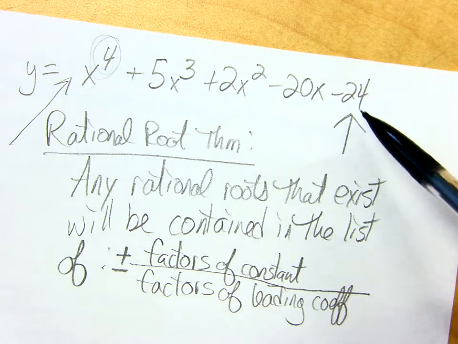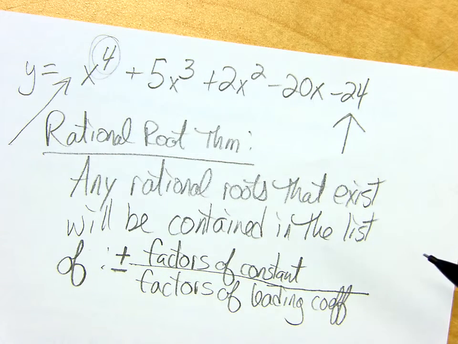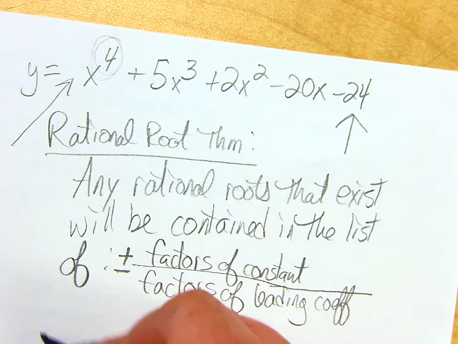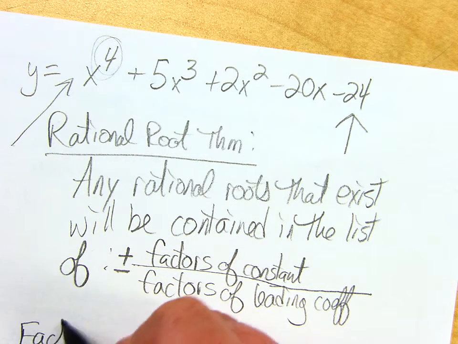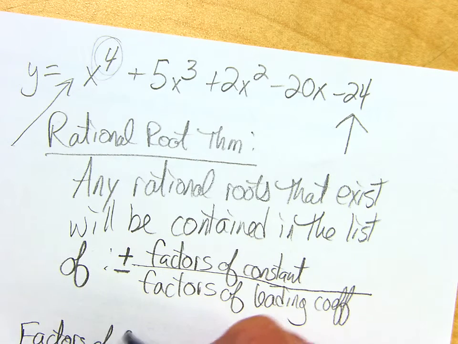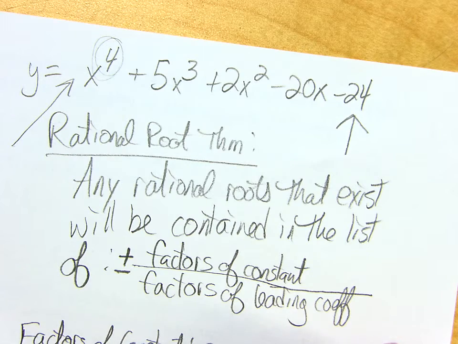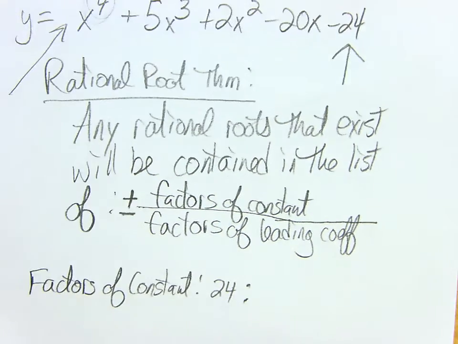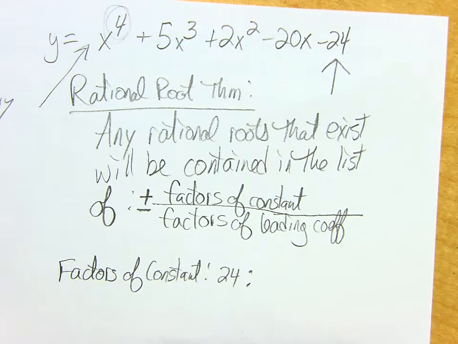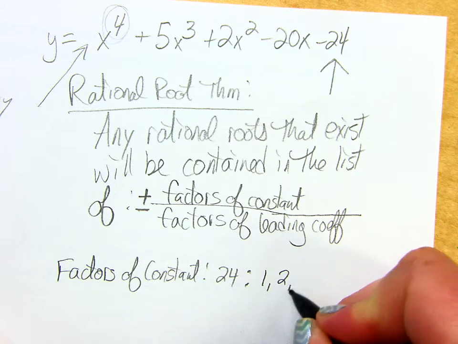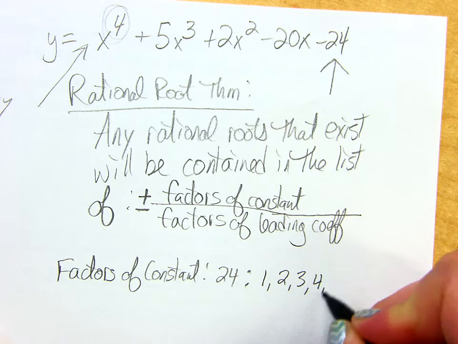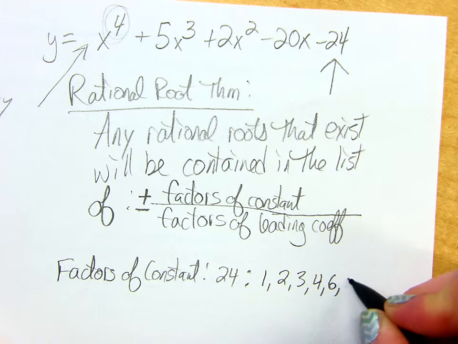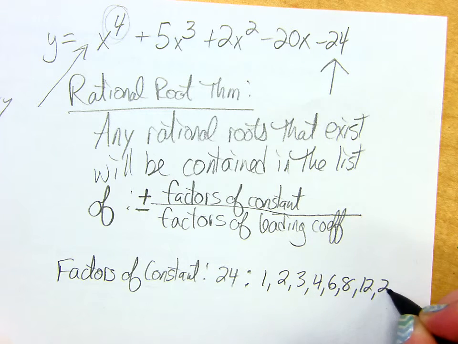24. You don't have to worry about the sign because we're going to take positive and negative of all of them. So here's what I like to do. I like to list all the factors of 24. So here are the factors of my constant, which in this case is 24. What are the factors of 24? In other words, what numbers divide into 24 evenly? 1, 2, 3, 4, 6, 8, 12, 24. That's all of them.